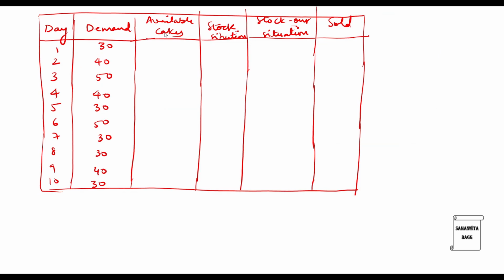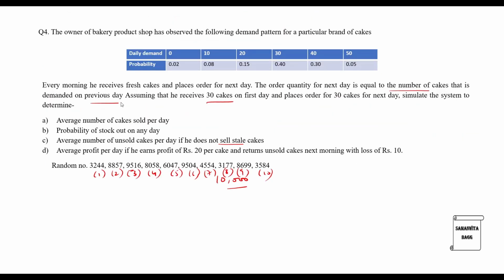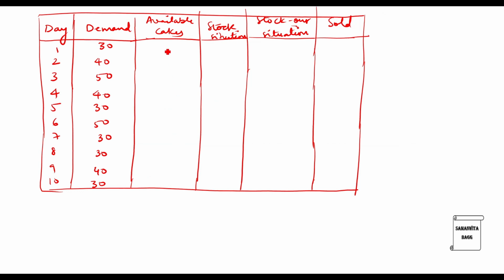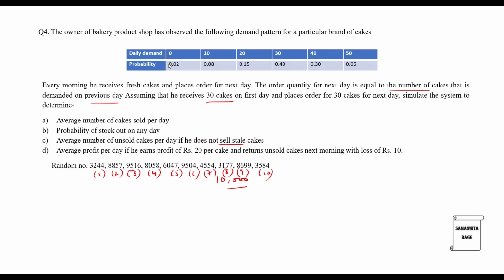Now next, available cakes. For this I will read the question again. Every morning he receives fresh cakes and places order for next day. The order quantity for next day is equal to the number of cakes that is demanded on the previous day. Assuming that he receives 30 cakes on first day and places order for 30 cakes for next day. So I have got the first data that initially he ordered 30 cakes for the first day and also for the next day.